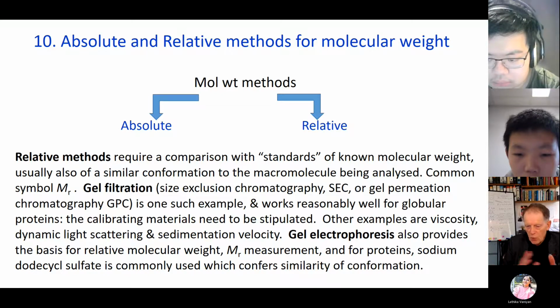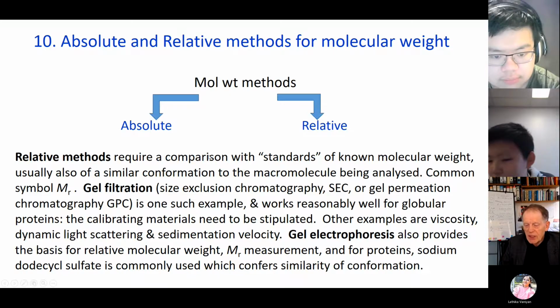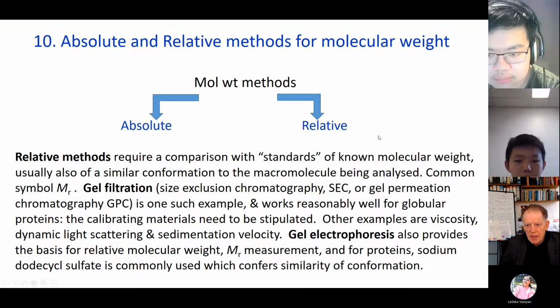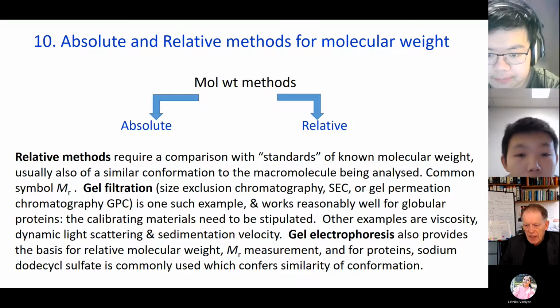So in this course, we focus on one absolute method, which is osmotic pressure, and one relative method, which is gel electrophoresis for measuring molecular weights of molecules. And then we'll see what limitations the gel electrophoresis has in terms of the types of molecules that you can look at. All right, folks, so absolute and relative molecular weights.